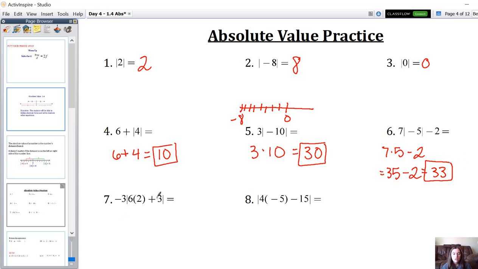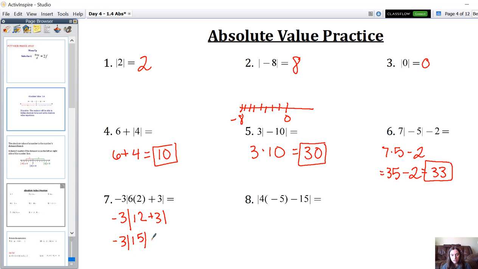Number 7, again, we're going to do what's inside the absolute value bars first, and we're going to follow our PEMDAS rules. So 6 times 2, negative 3 on the outside, absolute value. 6 times 2 is 12, plus 3. Then what's inside those we still need to simplify. Negative 3 on the outside, absolute value of 12 plus 3 is 15.